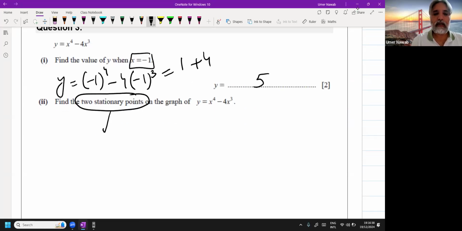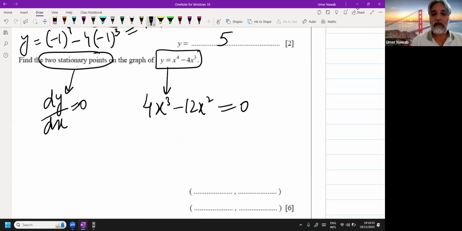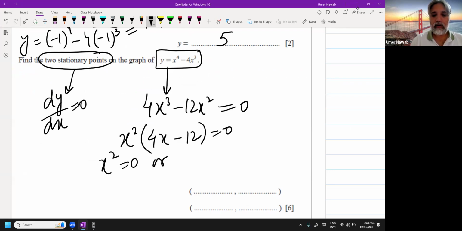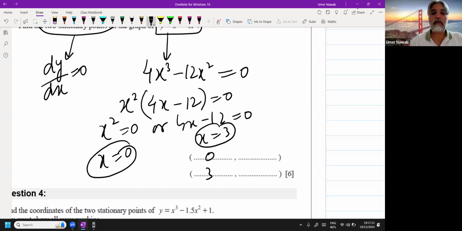Stationary points. If in the exam he mentions stationary point, you have to put dy by dx equal to 0. Can I get dy by dx? It gives us 4x cubed minus 12x squared. Put it equal to 0. Now can I take x squared common? So 4x minus 12 is equal to 0. So either x squared is 0 or 4x minus 12 equals 0. So x is equal to 0, and this gives you x is equal to 3.